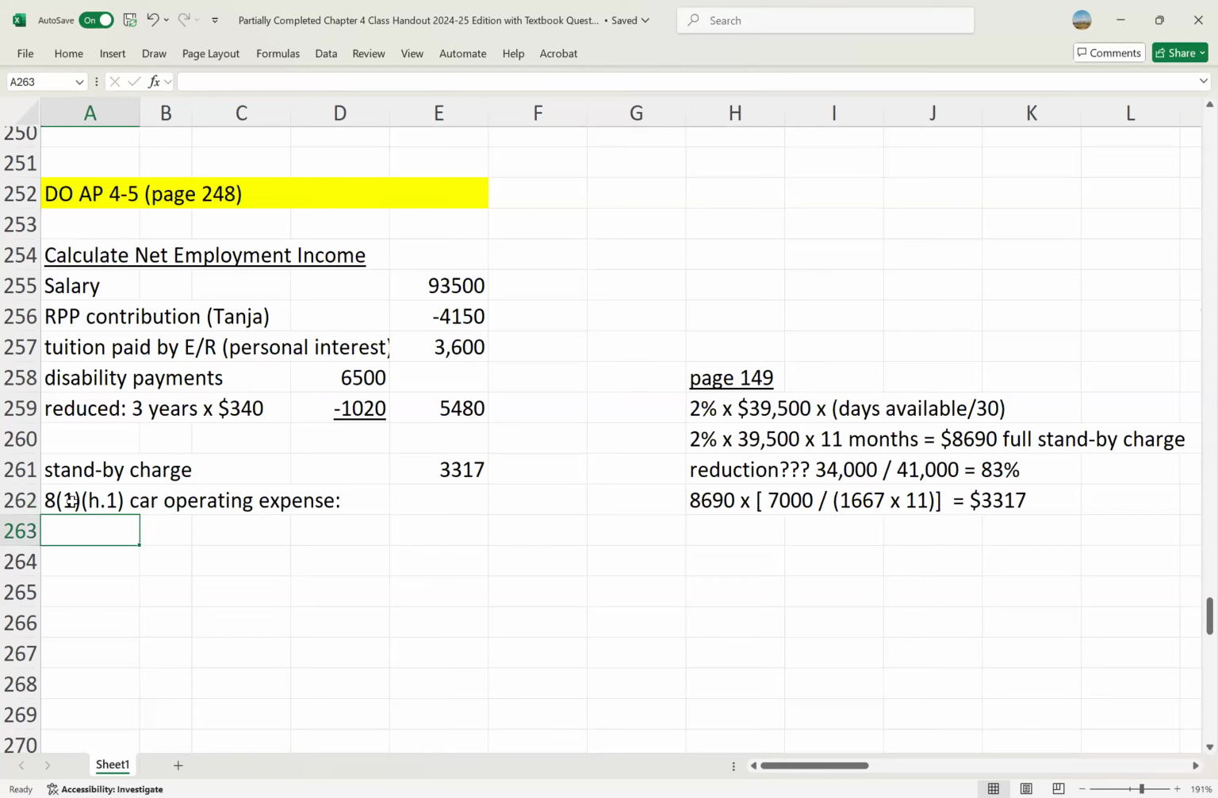We're assuming that T2200 was signed. So what we're going to do is just take the 7,240 and then just prorate it based on the employment kilometers divided by the total kilometers. And once again, this is going to be an expense, right? So let's make sure that we put a minus sign because this is an expense that she's paid, and she's going to be able to deduct that from her employment income.